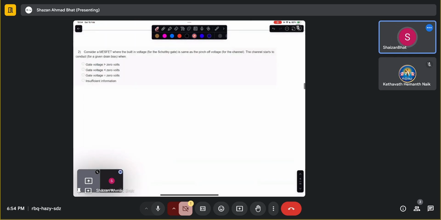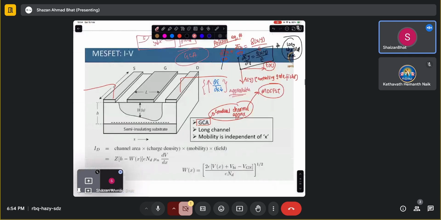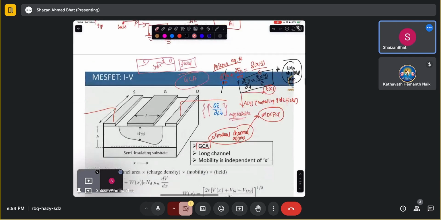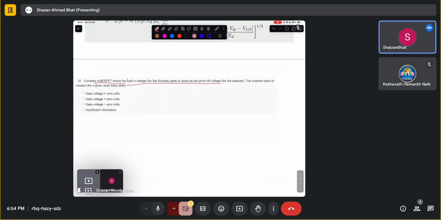Now we have another question here. If you have to consider the MESFET, the built-in voltage is the same as the pinch-off voltage. First of all, what is the relation between the built-in voltage and the pinch-off voltage? If you go back in the slides, maybe I have shown it here. Where is it? Let us see. Which question is it? Where did it go?